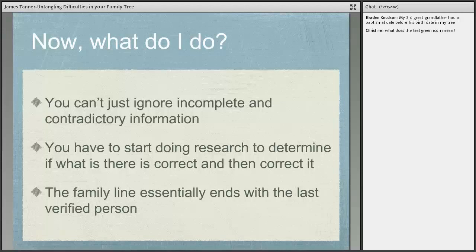So basically the family line, any of these family lines out there, although there may be names going back into antiquity, even ancient times, they essentially end with the last verified person. I've debated one thing about the FamilySearch Family Tree: it's a wiki. It's an openly collaborative, unified program, meaning everyone's looking at the same information, and anyone can correct, add, or delete the information that's there.